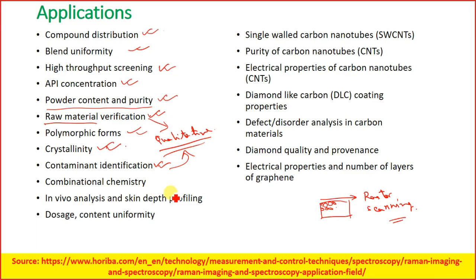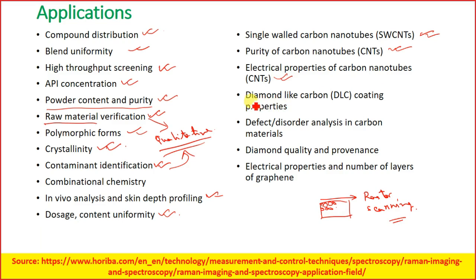Then you can go for combinatorial chemistry. Then in vivo analysis and skin depth profiling you can do. Then dose content uniformity in pharmaceutical formulations. Then you can also analyze single-walled carbon nanotubes, such as what their purity is. Then what are the electrical properties of the carbon nanotubes? You can predict it from the Raman scatterings.